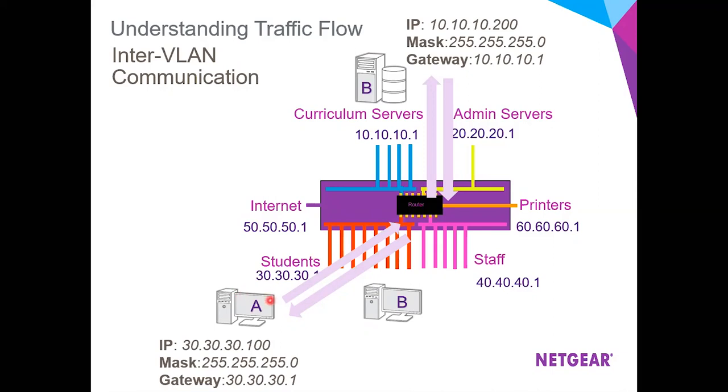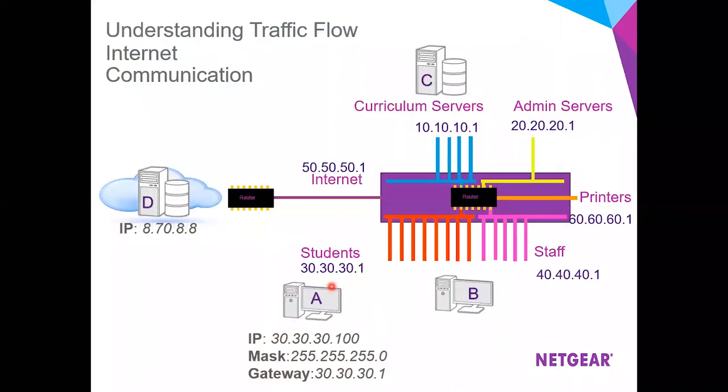So now you know that when you're doing inter-VLAN communication, all the traffic goes through the router inside the switch, because you need to intercommunicate them. And the third scenario is: what happens with internet communication? So how do we communicate with the internet?